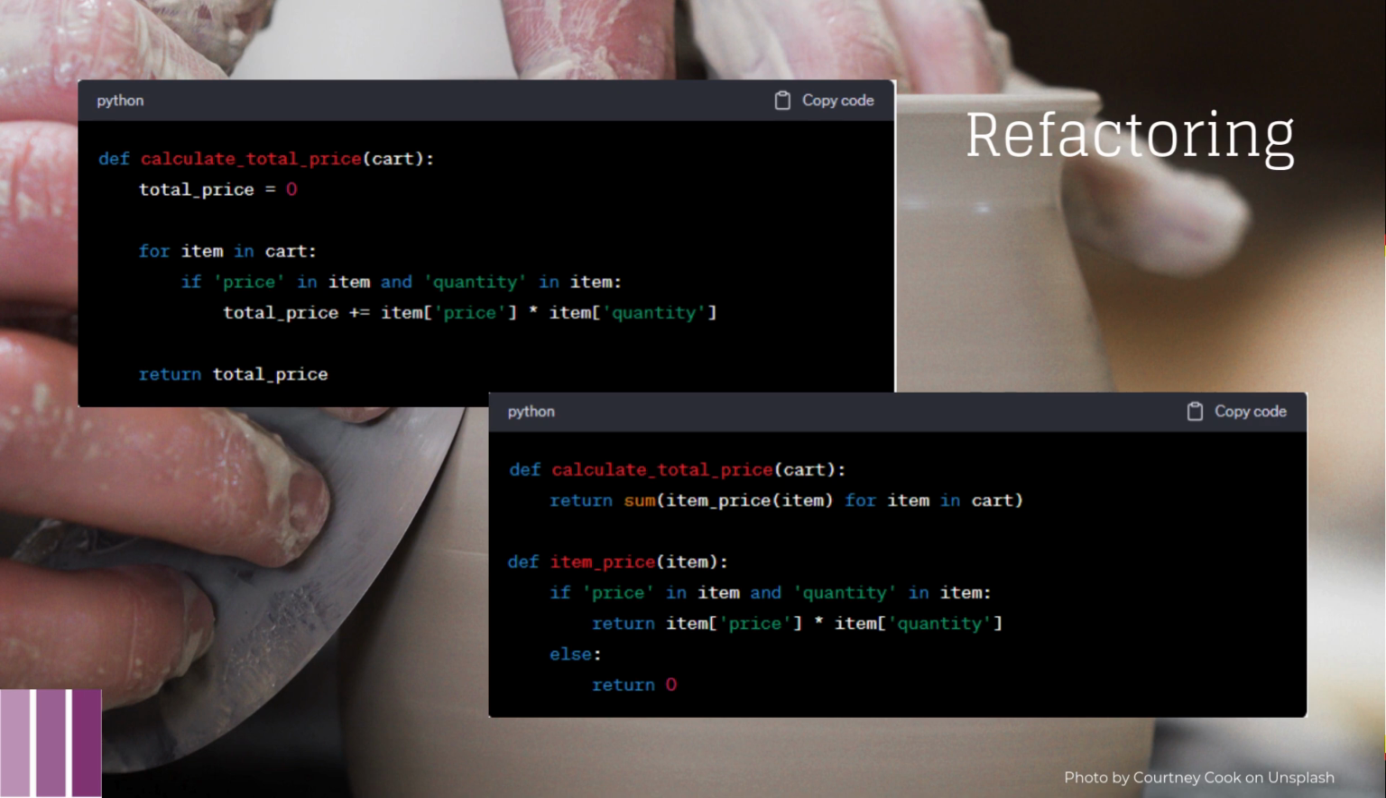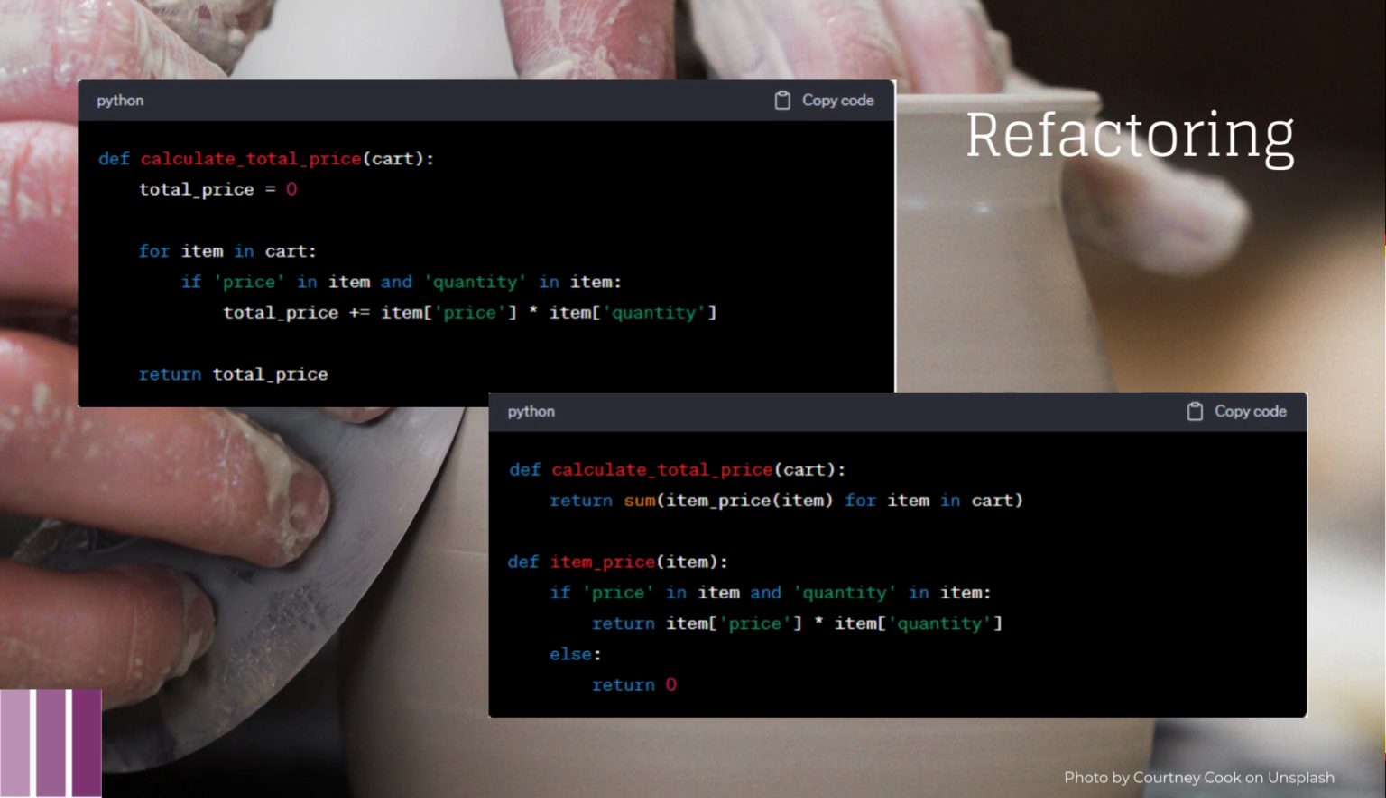This might be straightforward, but could certainly be made more readable and maintainable. The code at the bottom is more concise and easier to read. The purpose of the calculate total price function is clearer, and the details of how an individual item's price is calculated are encapsulated in the item price function.